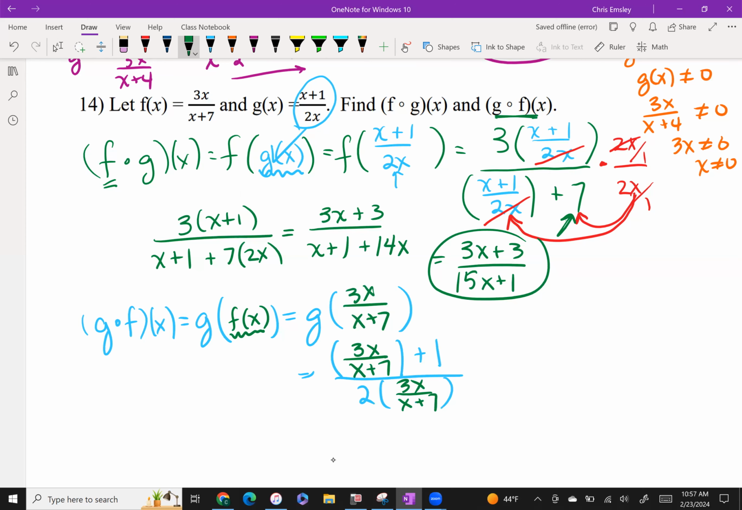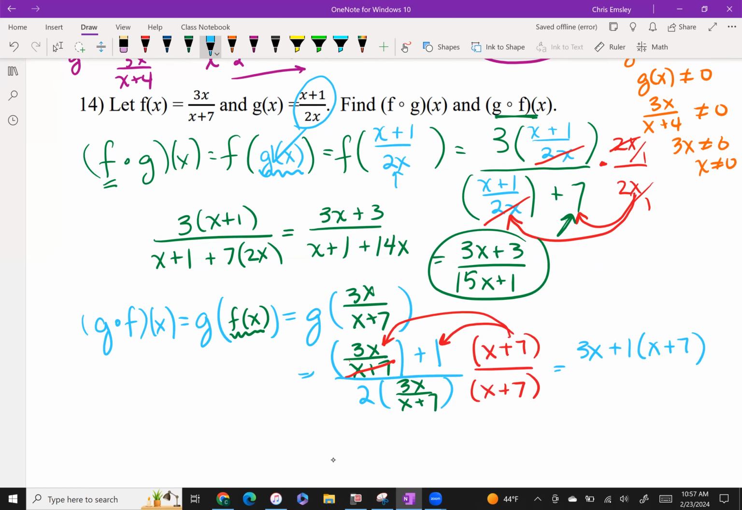Okay, we've done all our composite. Again, we ended up with a complex fraction. We need to cancel out those little mini fractions. We don't want them in there, so we're going to multiply top and bottom by x plus 7. Up top, we do need to distribute that. In the first term here, it cancels, and we are left with just 3x. In the second term, it does not cancel because there's no fraction to cancel it with, so we just multiply 1 times x plus 7. In the bottom, it cancels, and we get 2 times 3x.